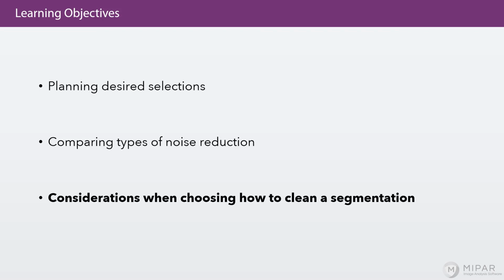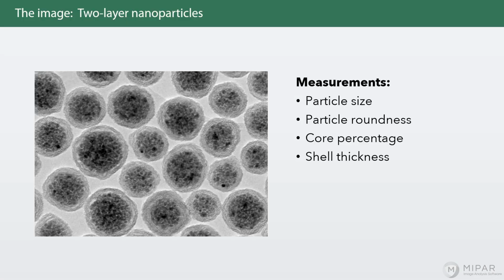So our learning objectives: first, planning desired selections. What features do we want to have selected? What type of segmentation do we want to have to produce the measurements that we listed on the previous slide? We also want to talk about comparing types of noise reduction. What type of pre-processing filters can we use to make the segmentation more clean? So if we look at these nanoparticles, we can see that the shells have a lot of speckling inside them, and the cores do as well. A lot of variation here in the image. So what types of pre-processing can we use to minimize that?